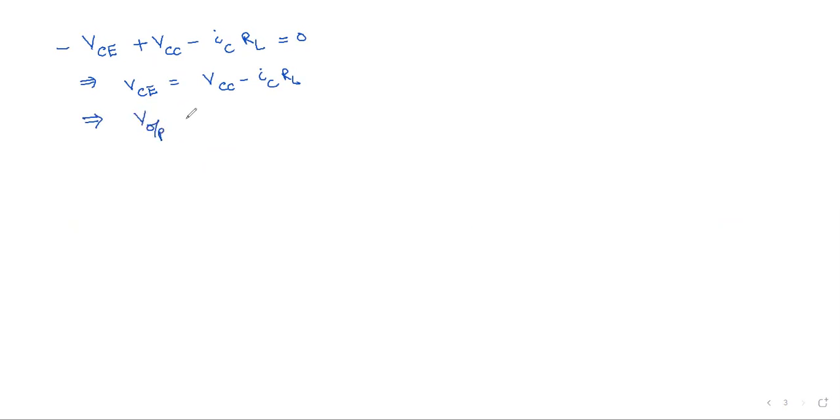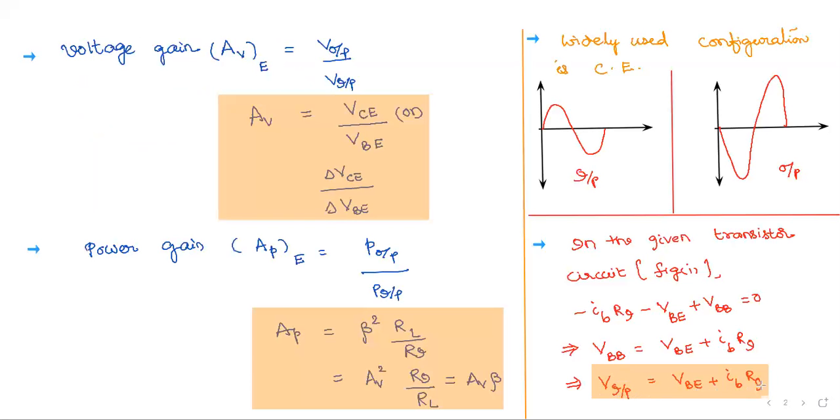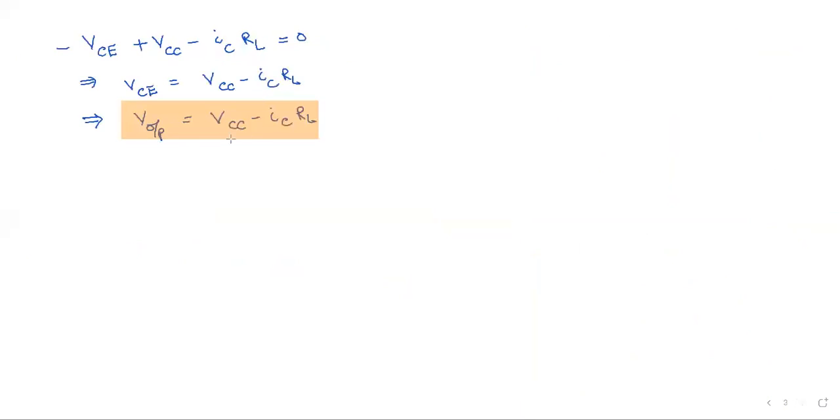So here V output equals to VCC minus IC into RL. This is the output voltage. Okay, again put it in a box. Now to study the characteristics, I got one equation for input. I got one more equation for the output. Okay. Now come back and study the characteristics here, both the characteristics, transistor characteristics.